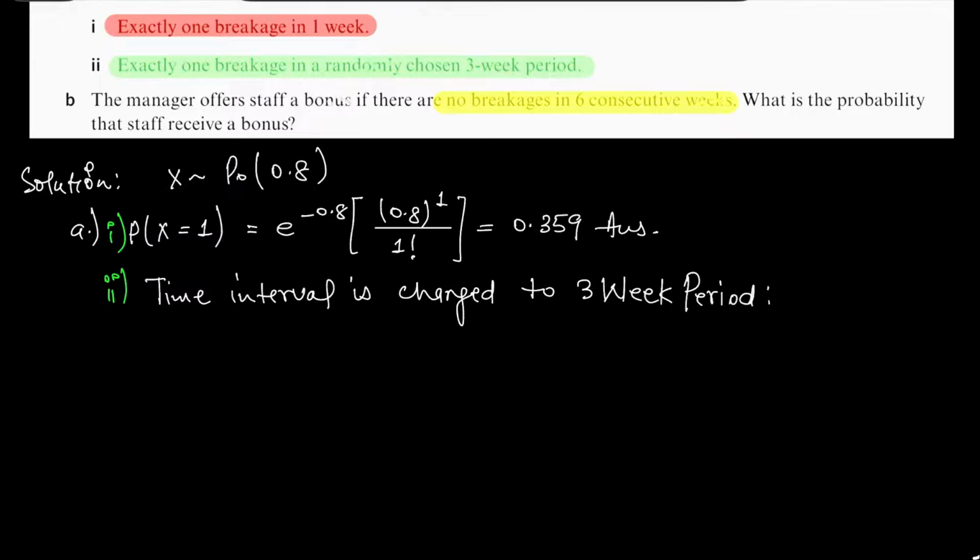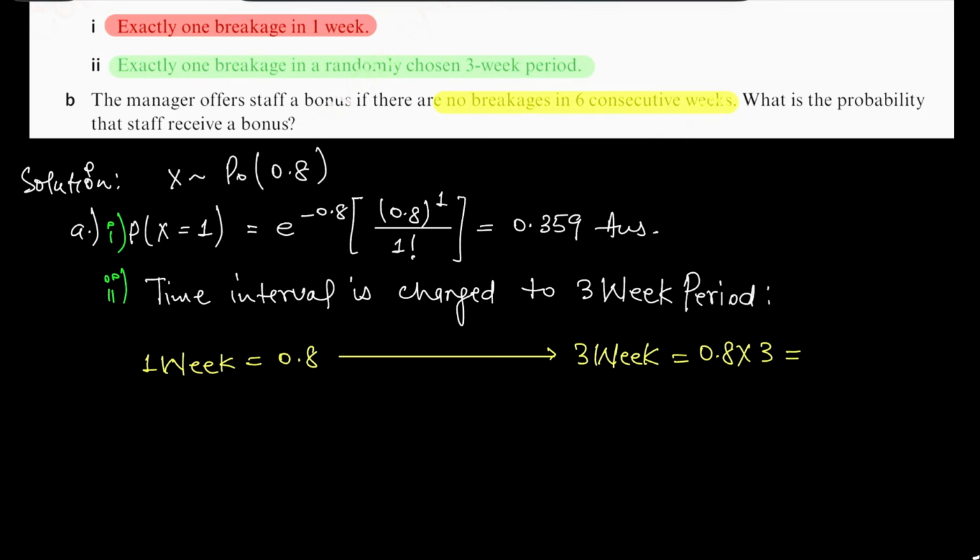Yes, so now we need to change the time interval for this particular question. We can see that in the first part it is given that for a 1 week time interval it was 0.8. So just continuing with the same thing, if it is a 3-week period it is going to be equal to 0.8 times 3, and this is going to give me 2.4 as the final answer.